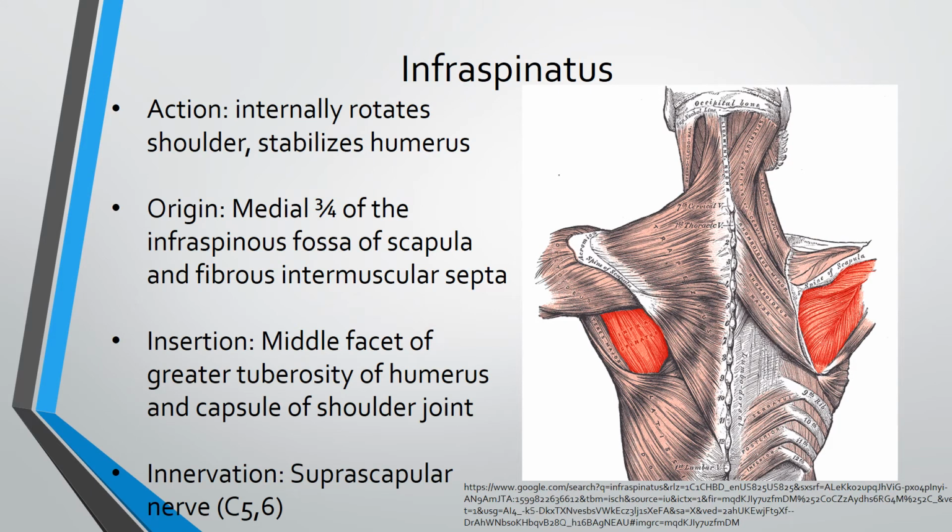Infraspinatus originates from the medial 3/4 of the infraspinous fossa of the scapula and fibrous intermuscular septa. Its action is to externally rotate the shoulder and stabilize the humerus as well. Its insertion is the middle facet of the greater tuberosity of the humerus and the capsule of the shoulder joint. Its innervation is suprascapular nerve C5 and 6.